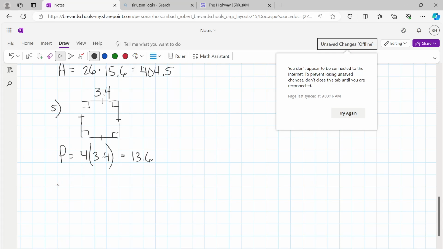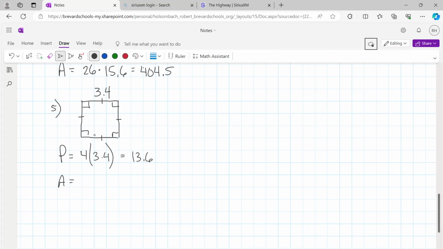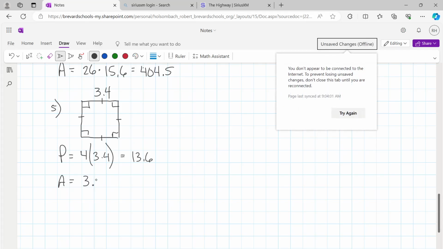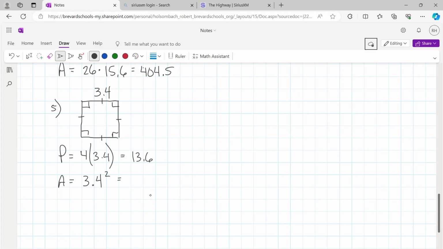And the area of a square, I mean, you can do base times height if you want to. All the sides are the same, but the area of a square is equal to one side squared. So it's equal to 3.4 squared. And that's 11.6.